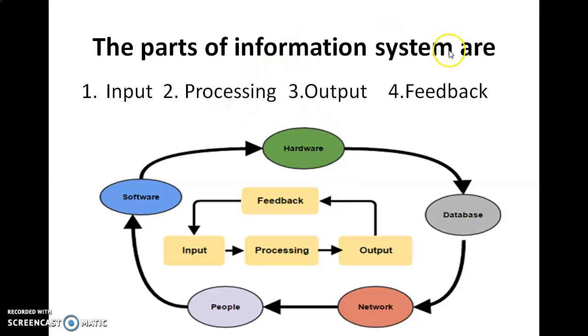Next, parts of an information system. We have especially 4 parts: input, processing, output and feedback. Again it changes, so this process goes on. Feedback is necessary for improving the system, enhancing the system. So this comes under the inner part.